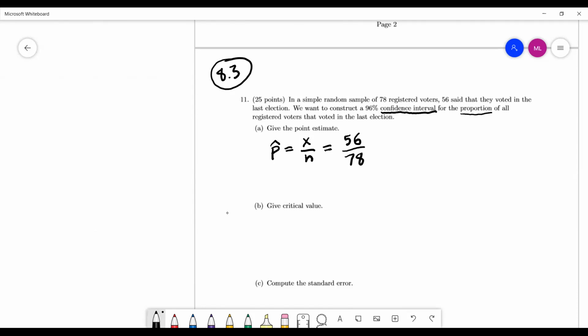Can do that on the calculator again here, or any calculator. And so 56 divided by 78 gives me 0.717, was that what it was? 718, I think it rounded up to. Yeah, 0.7179. So about 0.718. I'll do 3 decimals here.